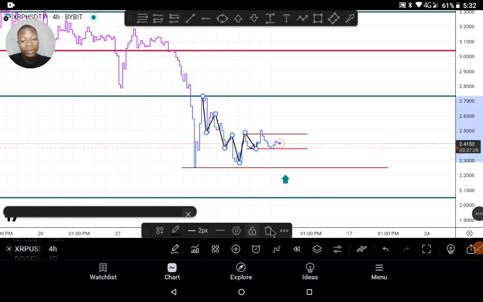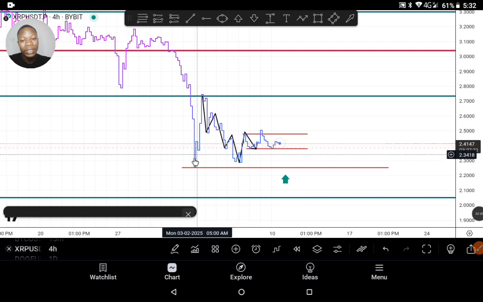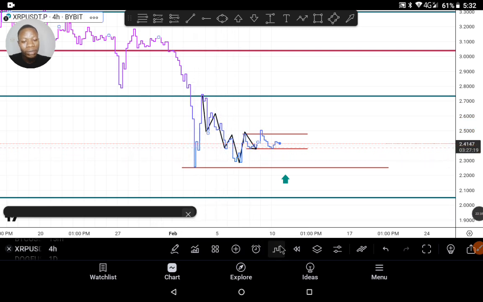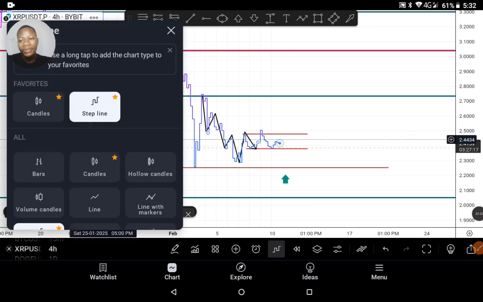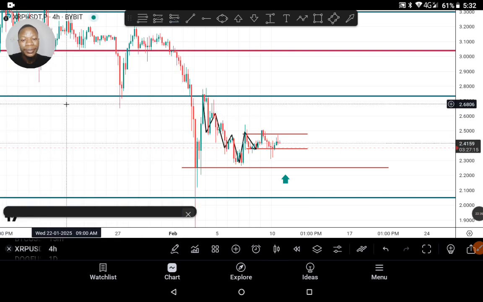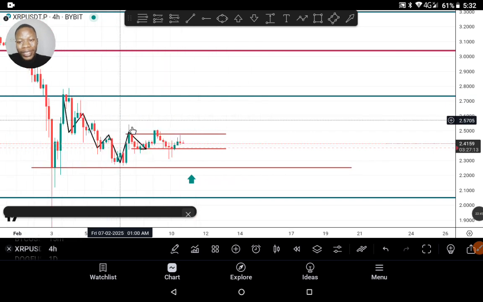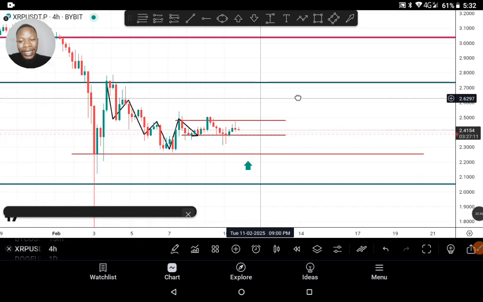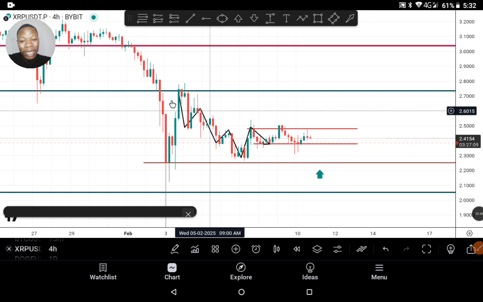So let me change it back to candlestick. You can just come down here, from step line to candlestick. So if you zoom clearly, you see that it's very clear. Once you can spot it accurately, that's all.